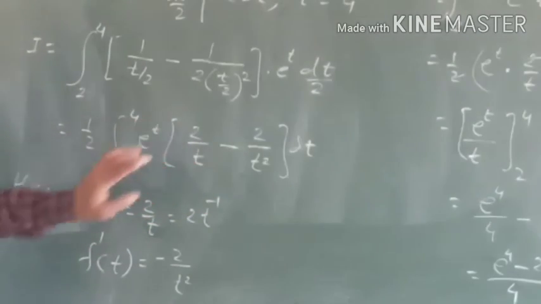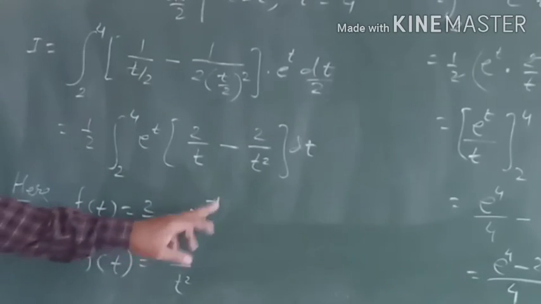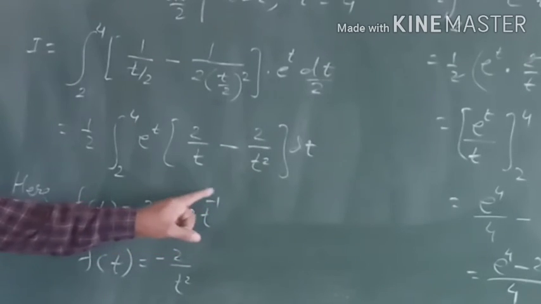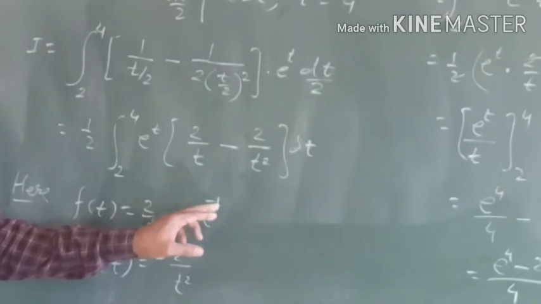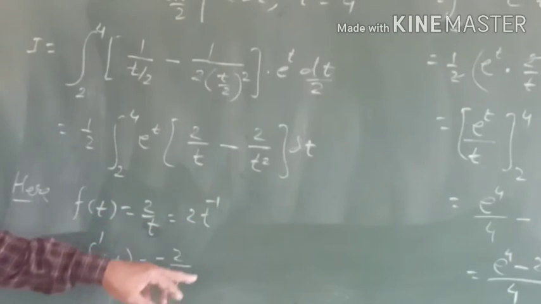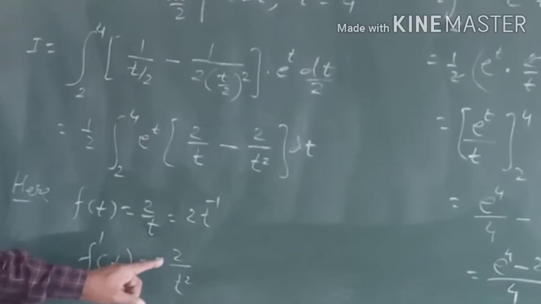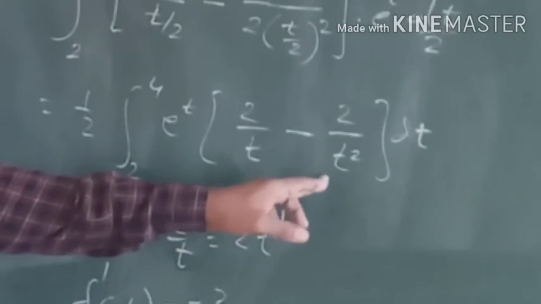So this is suppose f(t). f(t) means 2 by t. It means 2 into t to the power minus 1. When we take its differential, the power comes here, it means minus 2, and after that power will be minus 2. So f dash t is minus 2 upon t square. So this is f(t) and this is f dash t.